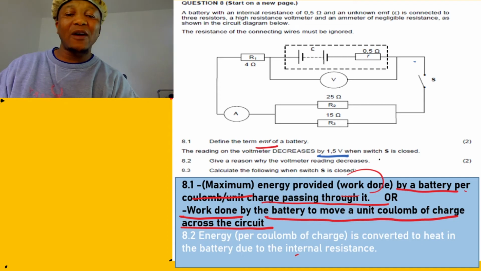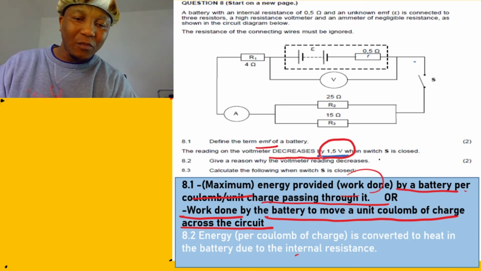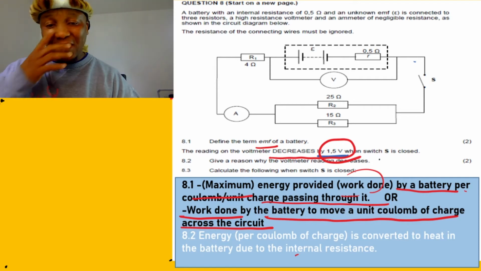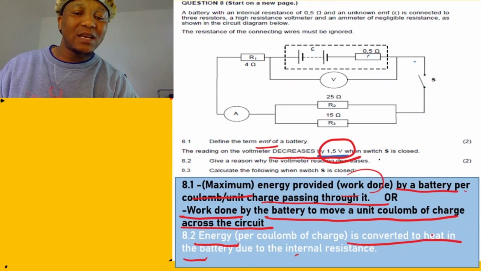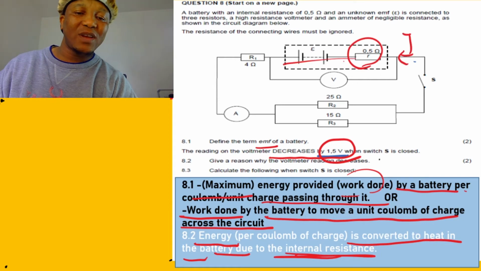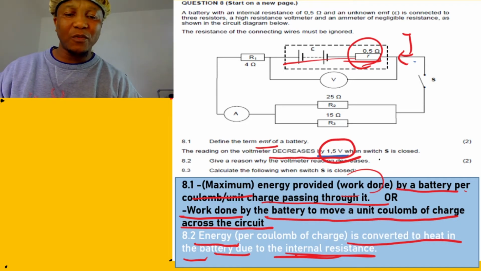You can memorize that. Now the second one, they ask why the voltage decreases from 1.5. Just like I said, this is because the energy is converted to heat in the battery due to the internal resistance. Because of it, it's going to resist the flow of the current. Current comes this way, and the resistance says, hey, don't come. Okay, cool. So 8.1 and 8.2 we've done already.